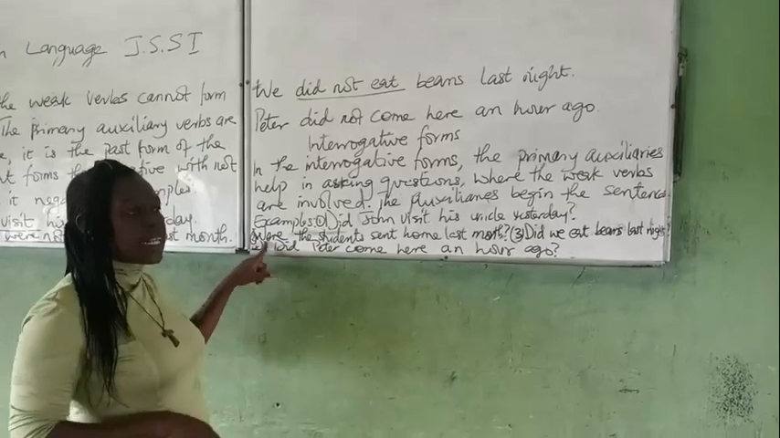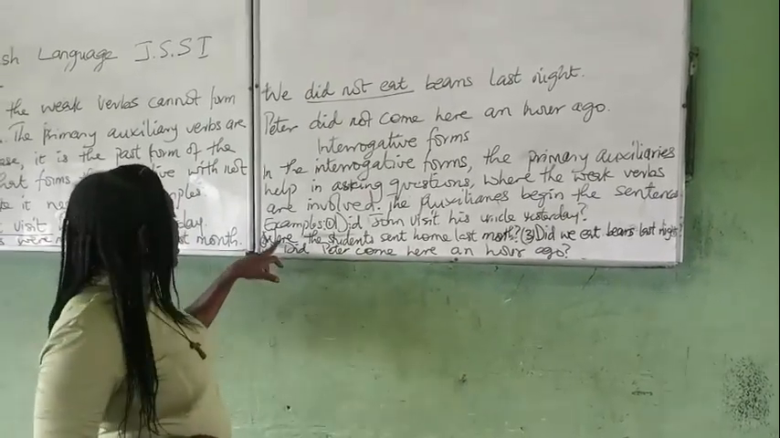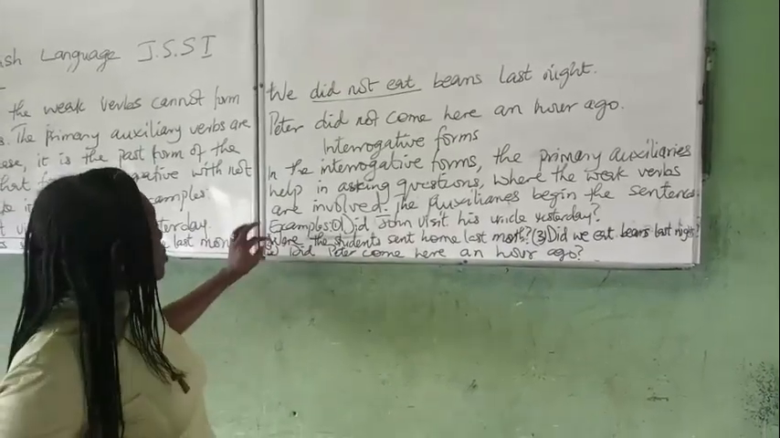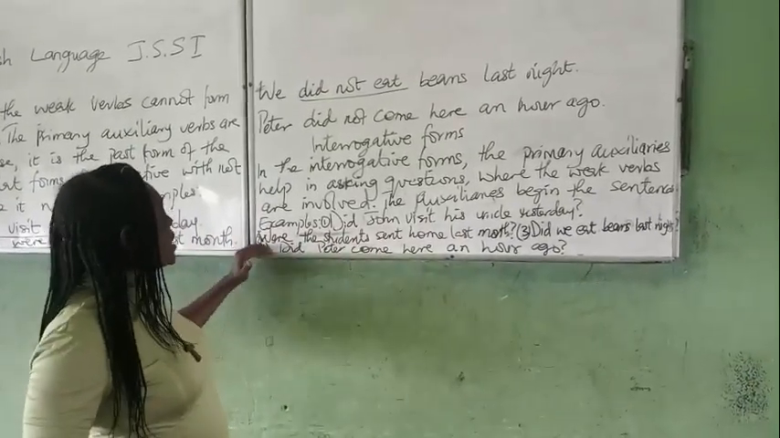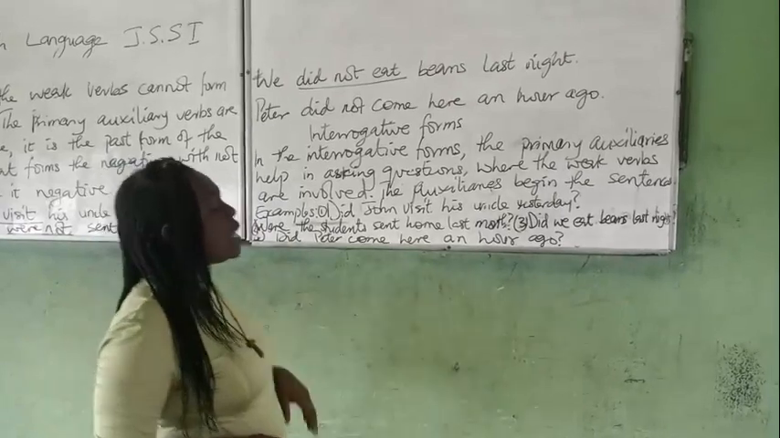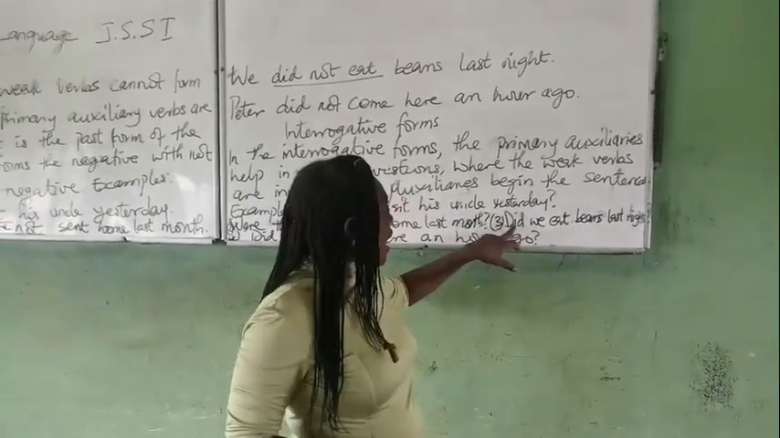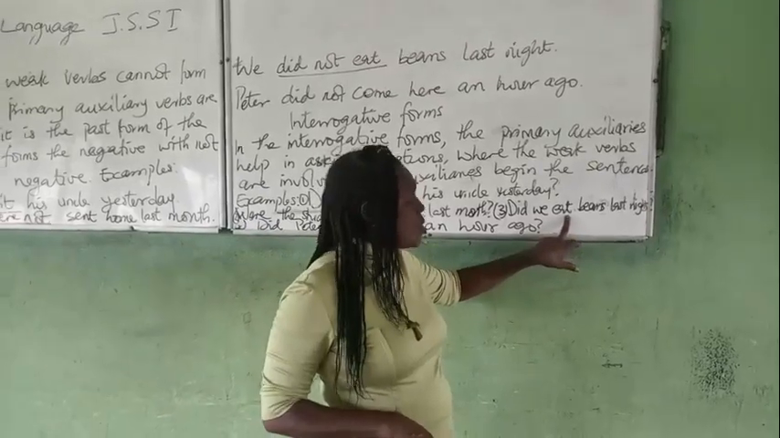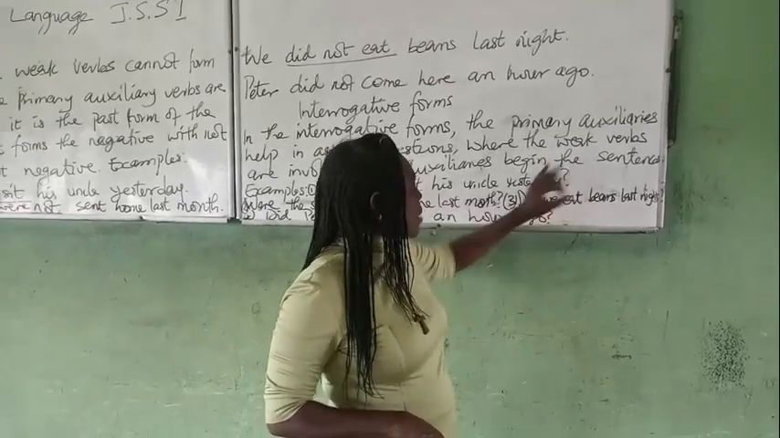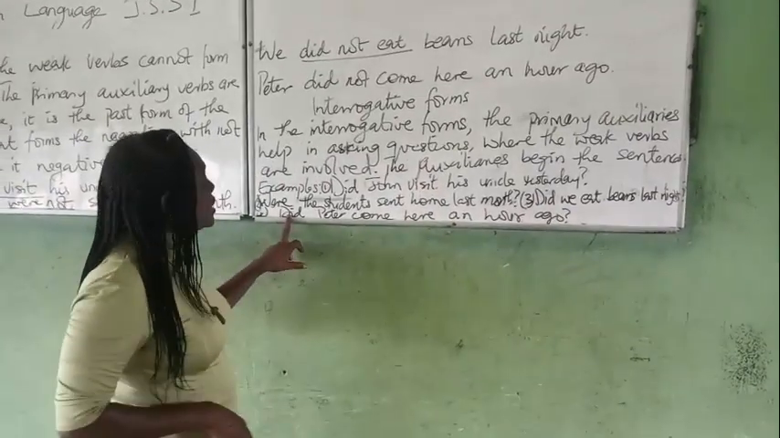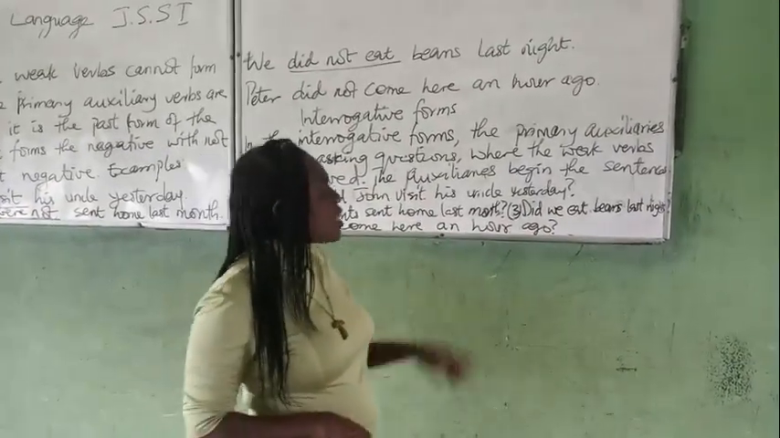Were, again, as I mentioned earlier, is one of the primary auxiliaries and so does not need any help. So it's now going ahead with forming its own question. Then I have here, did we eat beans last night? So we have did, eat. Notice that I didn't use ate here because I already have did. The same thing here, did Peter come here an hour ago?